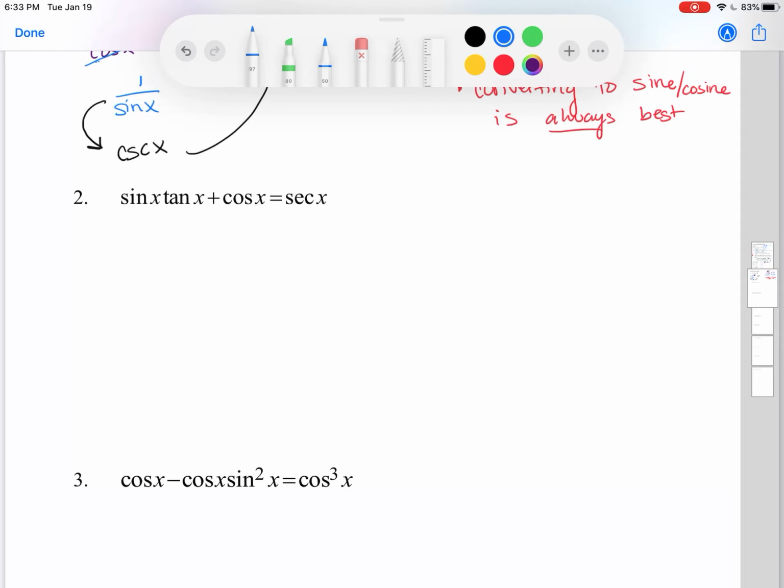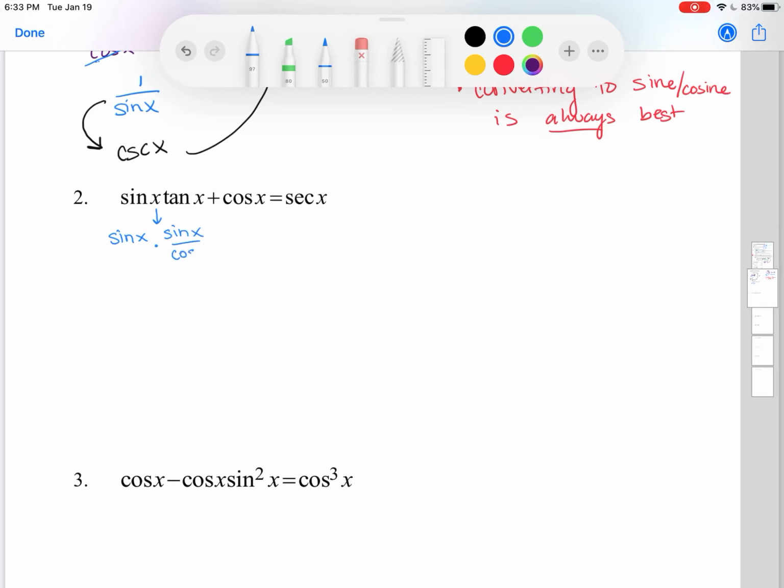I have sine x times tangent x plus cosine x has to equal secant x. All right? And again, when choosing your sides, choose the one that has a little bit more to work with, essentially. So I wouldn't want to choose secant x in this scenario because it doesn't have much to work with. So let's work on the left-hand side. Again, I'm going to convert first thing. That's probably one of the best first steps almost all the time.